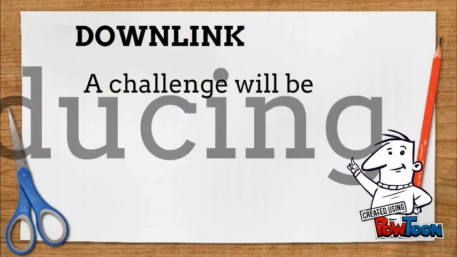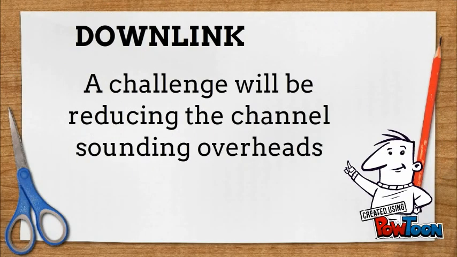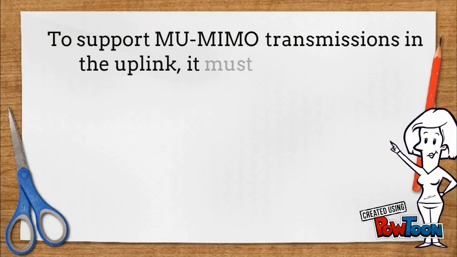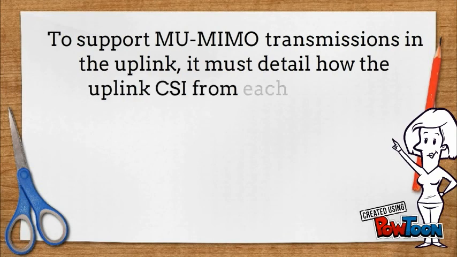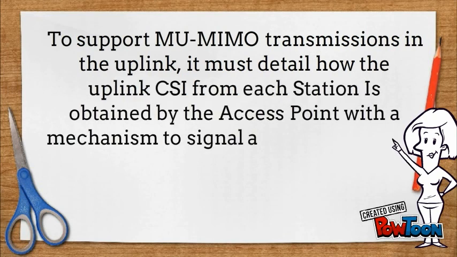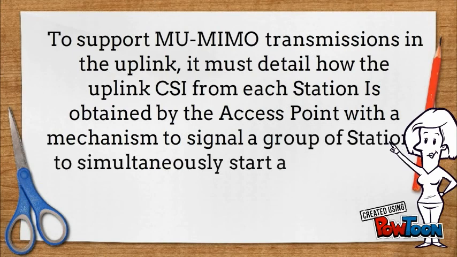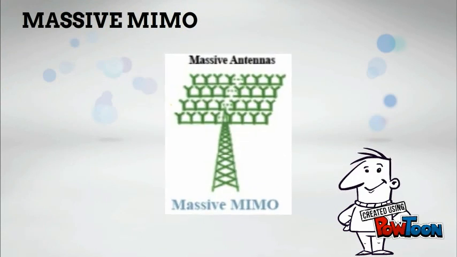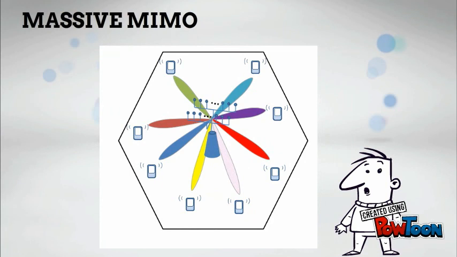In the downlink, a challenge will be reducing the channel sounding overheads. To support MU-MIMO transmissions in the uplink, it must detail how the uplink CSI from each station is obtained by the access point with a mechanism to signal a group of stations to simultaneously start a transmission. Massive MIMO refers to the case where the access point has many more antennas than stations and uses them to create a nearly identical number of point-to-point links as the number of active stations.